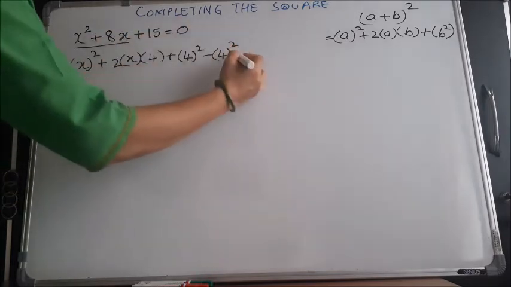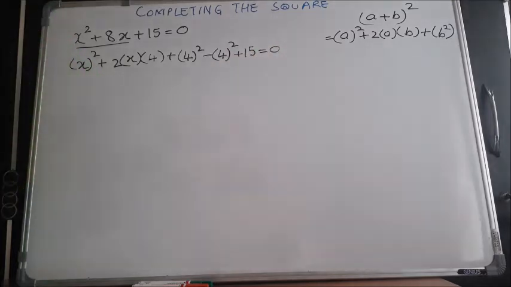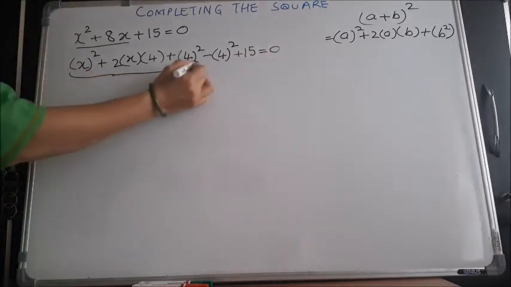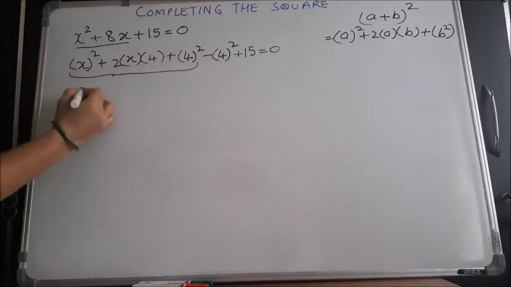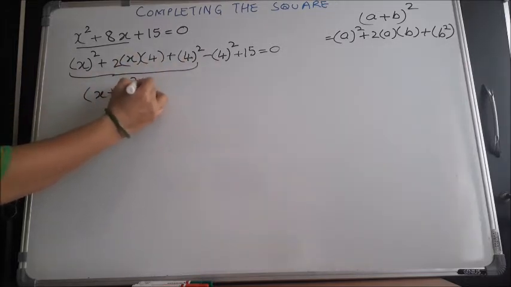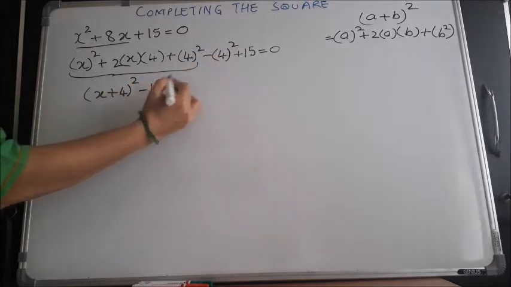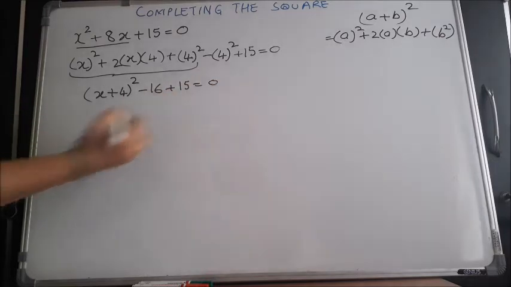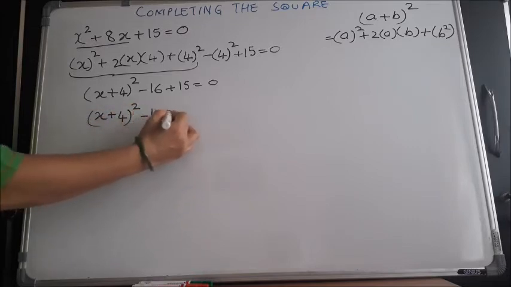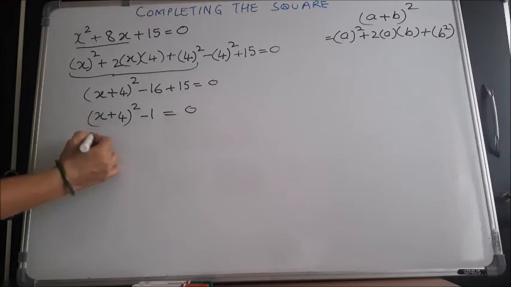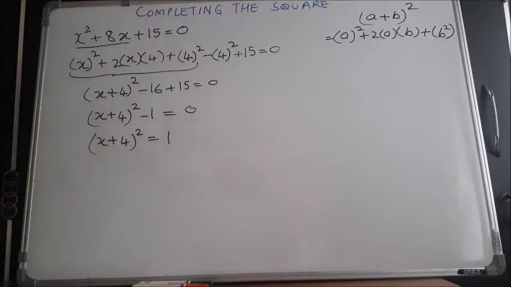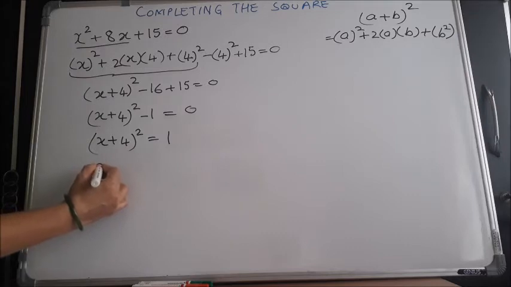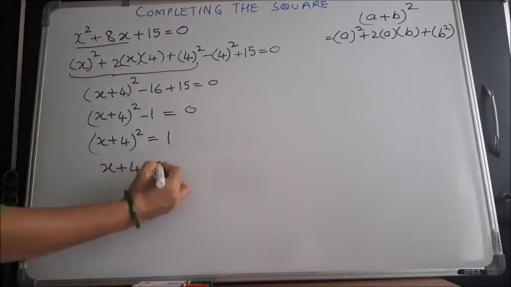Now the plus 15 which remains here and an equal to 0. Now this whole thing is going to be written as a plus b whole square. So we will write x plus 4 whole square. So this becomes x plus 4 whole square, and this will become minus 16 and plus 15 equal to 0. That gives x plus 4 whole square minus 1 equal to 0. Again, it gives x plus 4 whole square equals 1. Taking square roots, we will get x plus 4 equal to square root of 1.